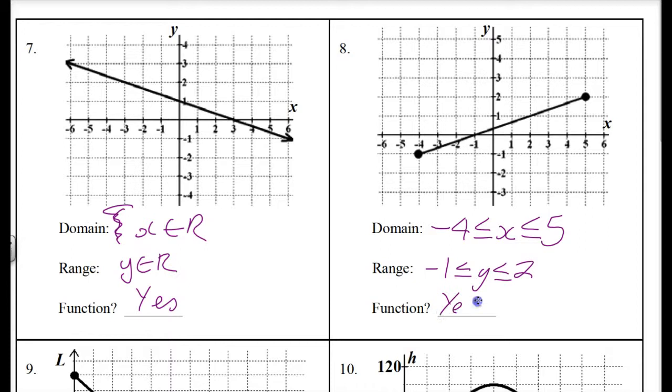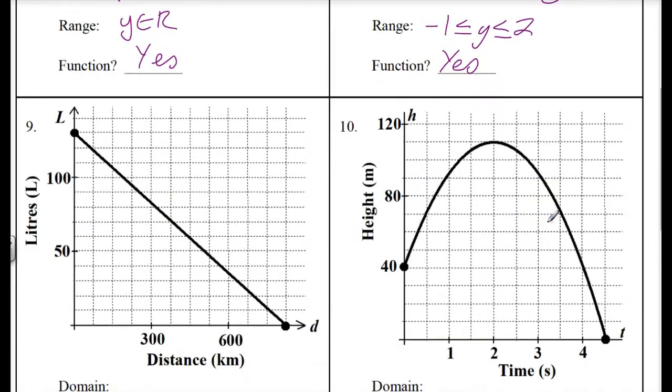And it is a function, passes the vertical line test. We could take a vertical line and run it through this. It would never intersect the curve at more than one point.